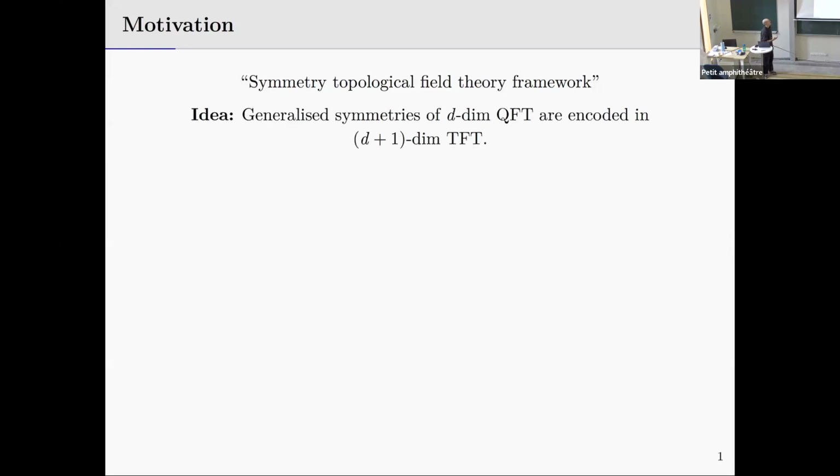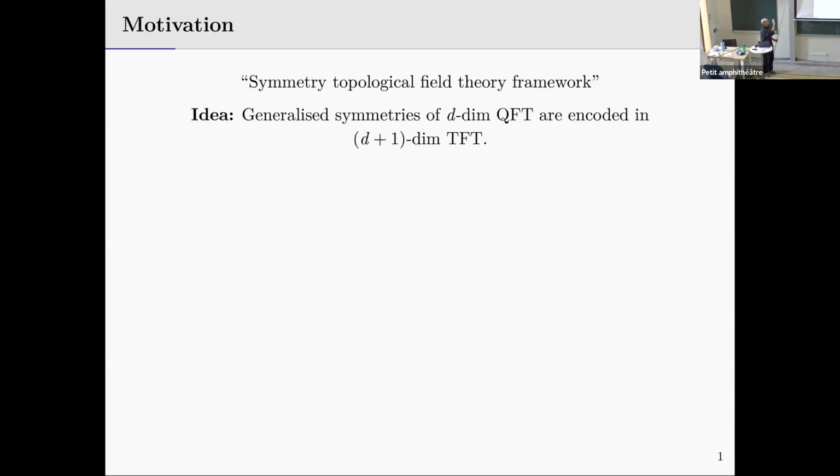So the basic idea behind this framework is that the generalized symmetries of a d-dimensional quantum field theory should be encoded in a d+1 dimensional topological field theory. And when I say generalized symmetries, what I really mean are the topological defects of this quantum field theory. And we saw some aspects of this in some of the talks yesterday as well.